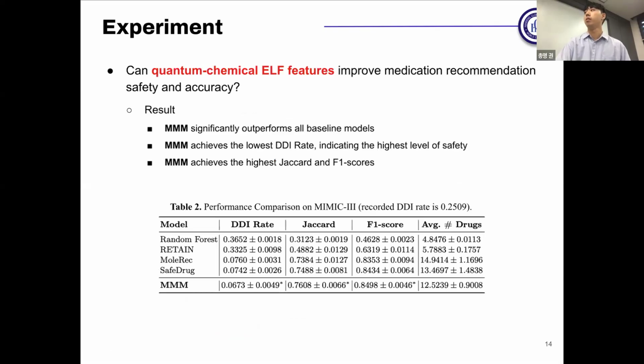So our key question was: can quantum chemical ERF features improve medication recommendation safety and accuracy? The answer is yes. As the performance table shows, MMM significantly outperformed all baseline models. It achieved the lowest DDI rate, indicating the highest level of safety. MMM also achieved the highest Jaccard and F1 score.